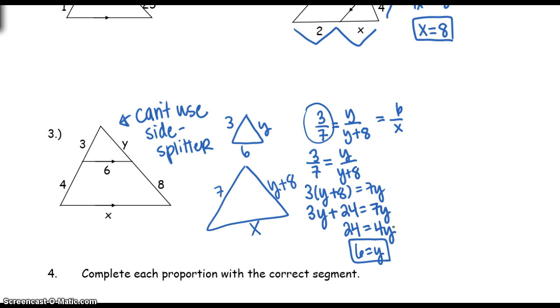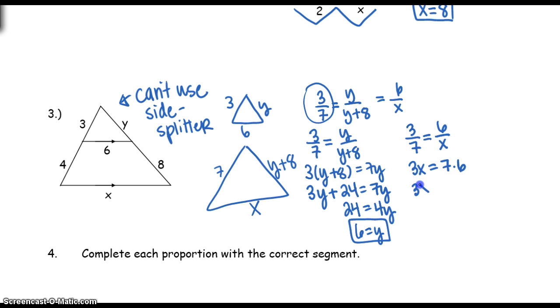Now we also have to solve for x, so I'm still going to use 3 over 7, and I'm going to set that equal to 6 over x. From here, we're going to cross multiply, so we'll have 3 times x equals 7 times 6. So we'll have 3x equals, and then 7 times 6 is 42. 3 times x, the inverse is division, so divide both sides by 3, and 42 divided by 3 gives us 14. And we're all done.